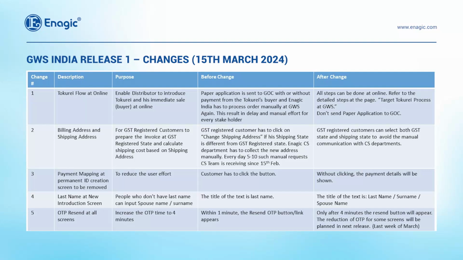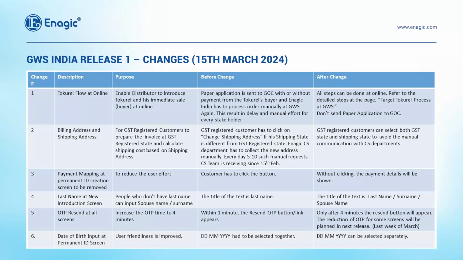Last week of March, Change 6. Description: date of birth input at permanent ID screen. Purpose: user friendliness is improved. Before change, DDMMYYYY had to be selected together. After change, DDMMYYYY can be selected separately.